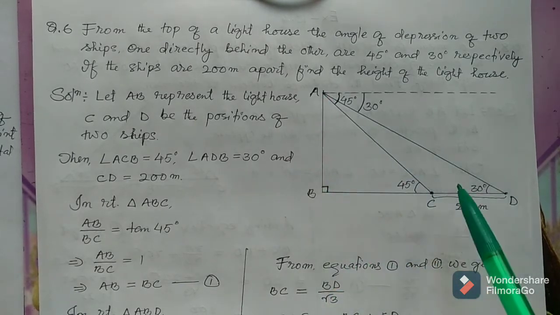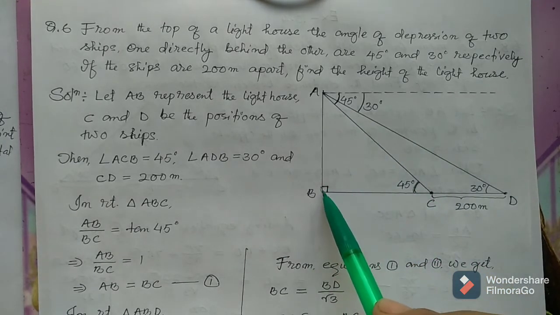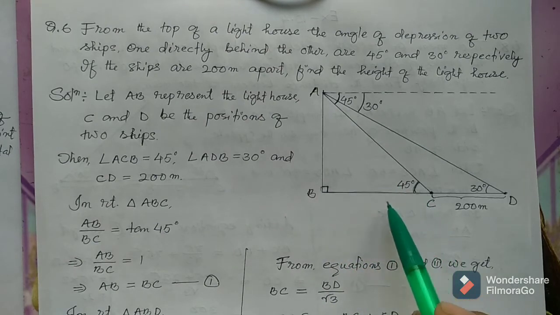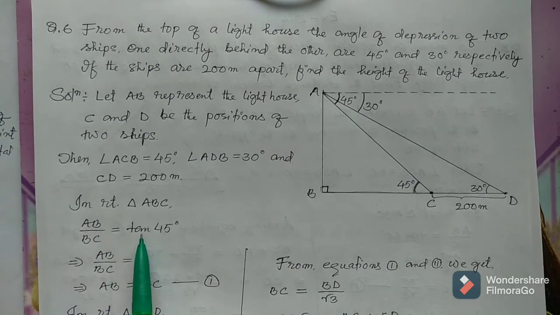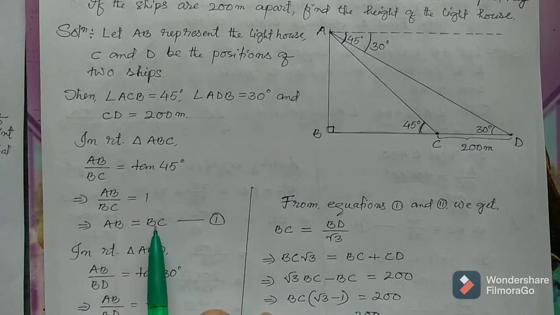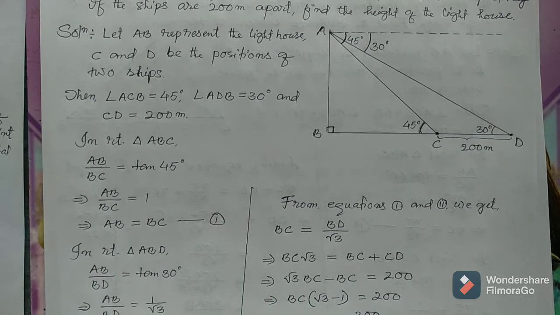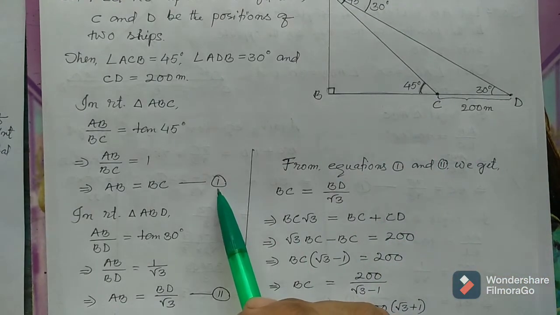In this triangle ABC, the given angle is angle C, which is 45. So for this angle 45, AB is opposite and BC is adjacent. So we write AB divided by BC, which is opposite divided by adjacent, is equal to tan of angle 45. And you know tan 45 degree value is 1. And from here we get equation AB is equal to BC by cross multiplying. We name this as equation number 1.